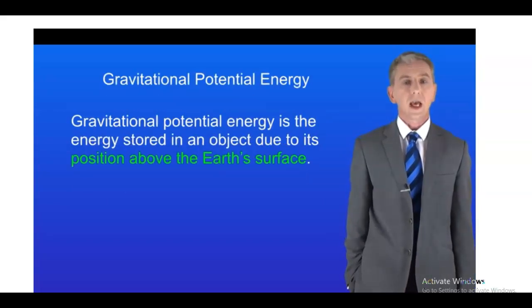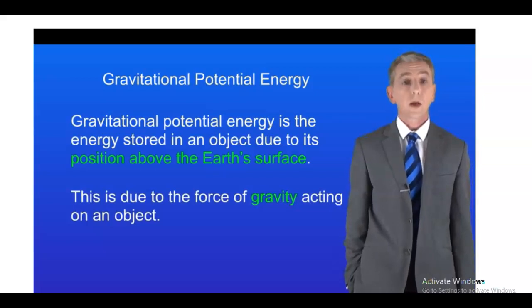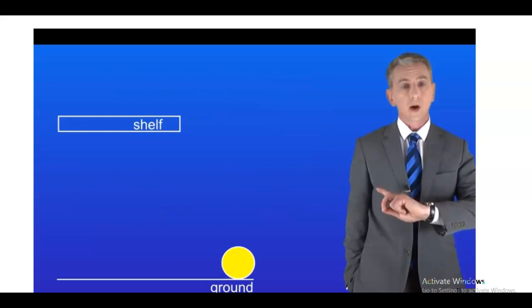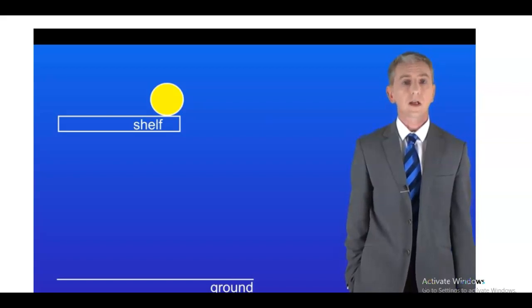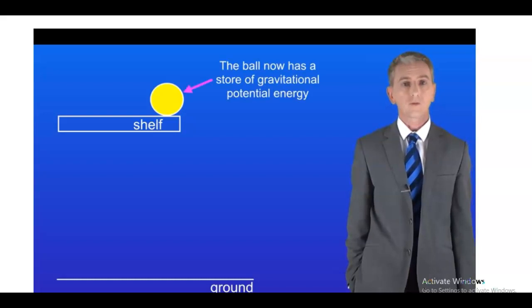Gravitational potential energy is the energy stored in an object due to its position above the Earth's surface, and this is due to the force of gravity acting on an object. We're going to start by looking at a simple example. This shows a ball sitting on the ground. I'm now going to lift the ball off the ground and place it on a shelf like this. To do this, I'm using the chemical energy stored in my muscles, and I'm changing this to gravitational potential energy in the ball. So the ball now has a store of gravitational potential energy.